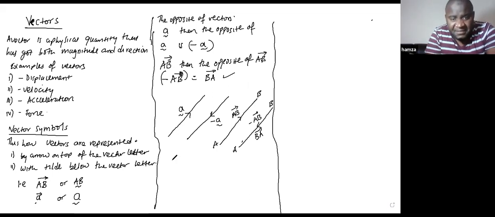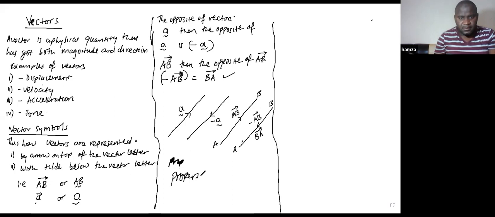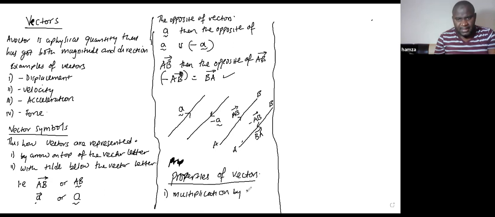see multiplication of vectors by scalars among the properties. That is, if you look at properties of vectors, properties of vectors. And the first property is going to be multiplication by a scalar.